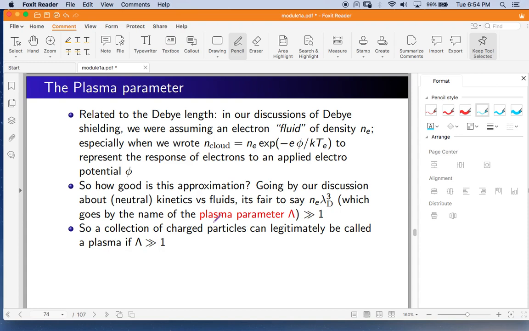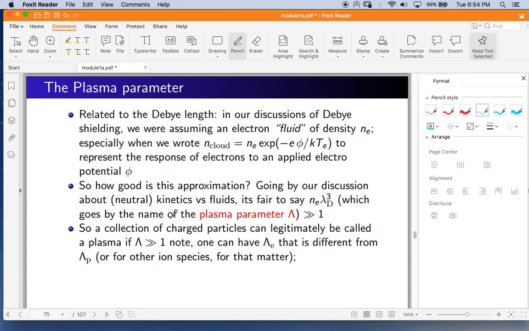We have not really justified this yet, but for the time being, let's go ahead. A collection of charged particles can legitimately be called a plasma as long as this plasma parameter, defined by n lambda_D cubed, is much, much larger than 1. Mind you, this lambda_D is with respect only to the electrons, so this is really only the electron plasma parameter. You can have an electron plasma parameter that's different from a proton plasma parameter or any other ion species for that matter.